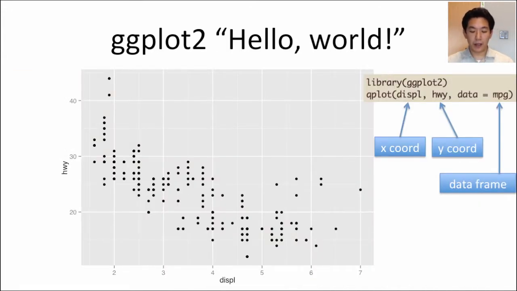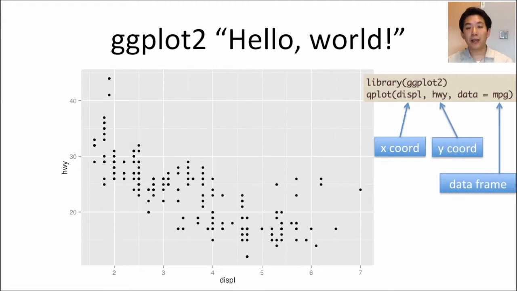So a very simple plot you can make, I call this the hello world for ggplot, is to call the qplot function. On the x-axis I have this displacement variable, which is the engine size variable. And then on the y-axis I have the highway mileage. And you can see that I specify the data frame with the data argument. So I say data equals mpg, so the data come from this mpg data frame. And so that's very simple.